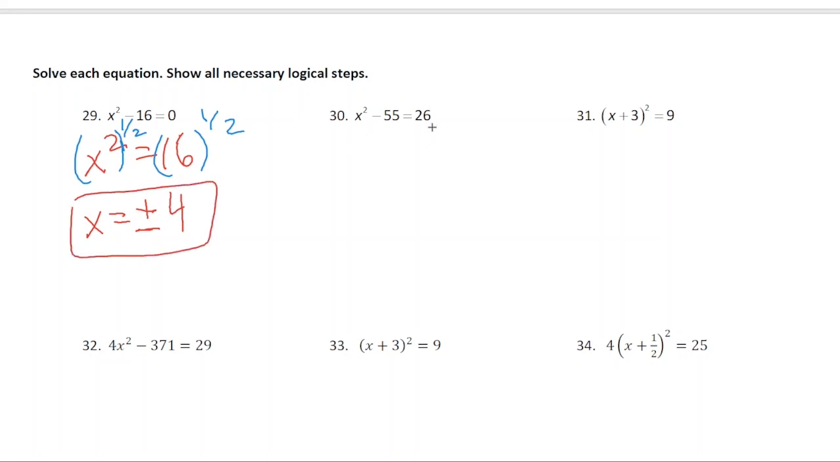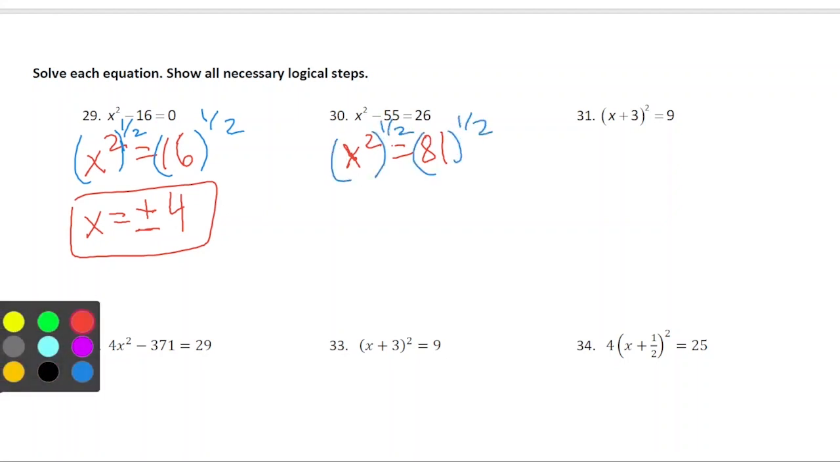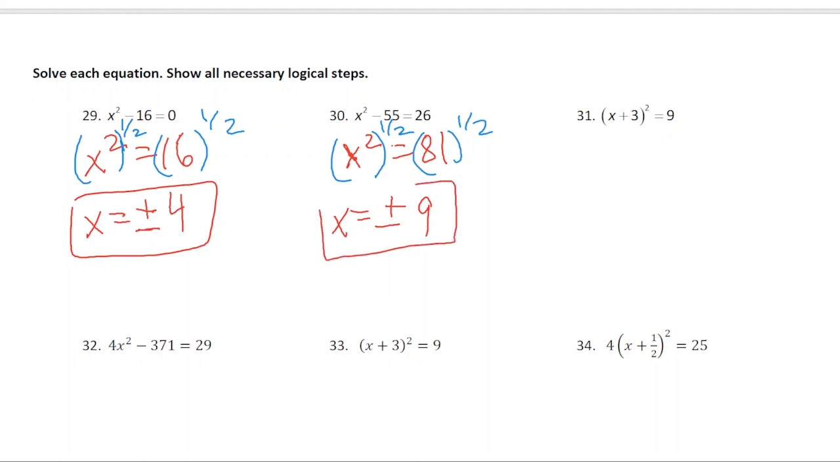For number 30, we need to add 55 to both sides. Am I going to need the calculator here? Let's hope not. 26 plus 55 would be 81. Oh, look at that. So it works out pretty easily. We're going to raise both sides to the 1/2 power, and we will get x equals plus or minus 9. 9 is the square root of 81.